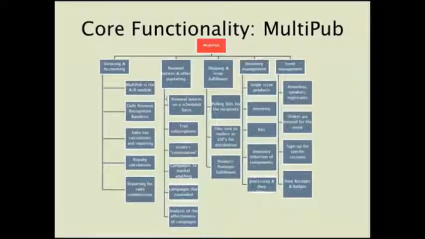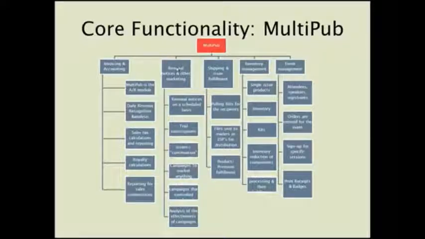So the core functionality in Multipub can be broken down into these 5 categories. Under the invoicing and accounting, Multipub is usually the AR module. We do daily revenue recognition and analysis. We calculate the sales tax and do the reporting. We do all of the royalty calculations for author royalties, and we provide reporting and analysis for sales commission.